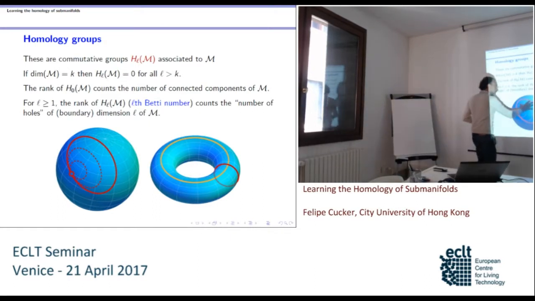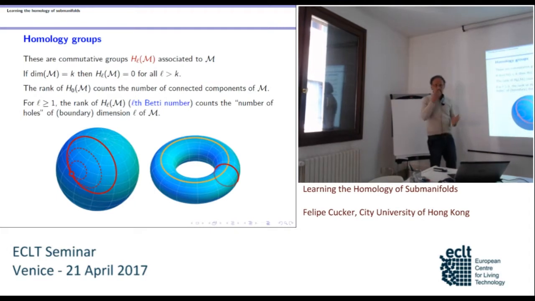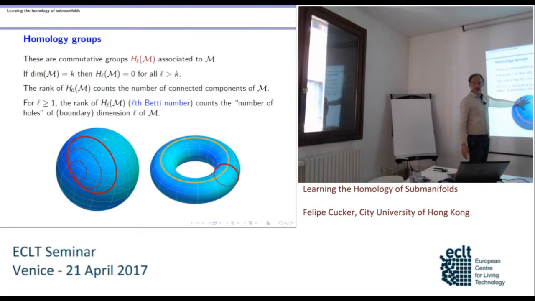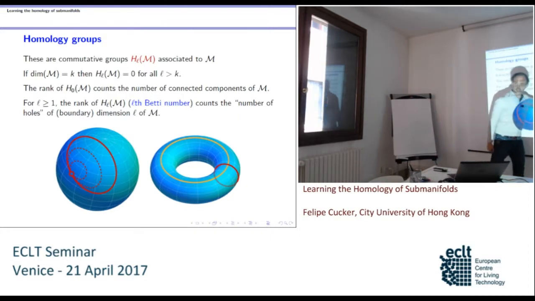Let's see. Both the sphere and the torus have a hole of dimension 2. They have a hole inside. You have an idea of inside and outside, and the inside is wrapped, the boundary is something of dimension 2. So no problem in this sense. The H2 of this thing is Z, the H2 of this thing is Z.